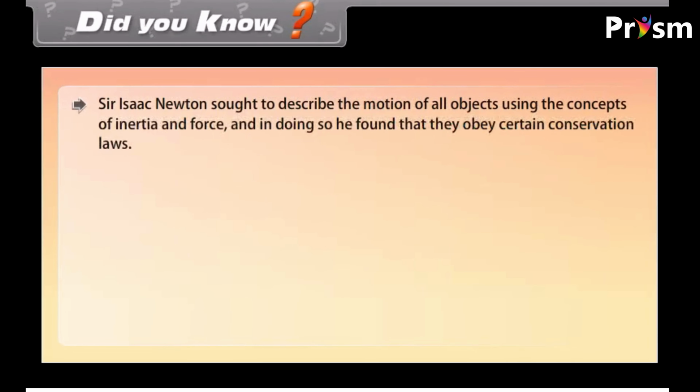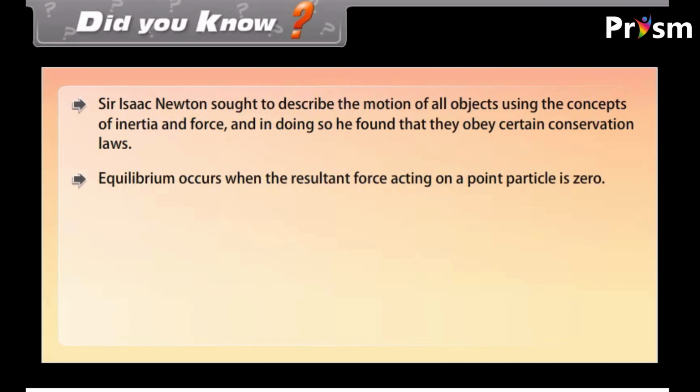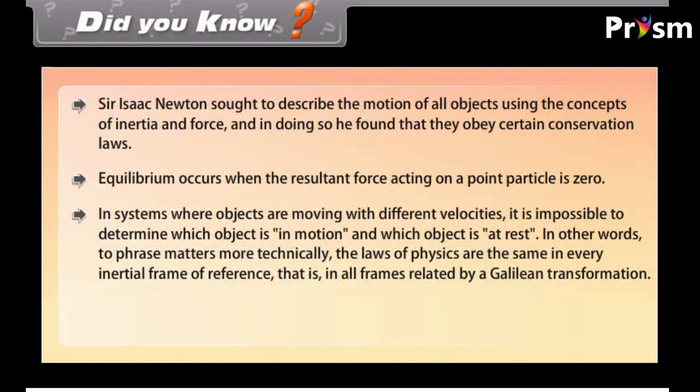Did you know Sir Isaac Newton sought to describe the motion of all objects using the concepts of inertia and force, and in doing so he found that they obey certain conservation laws. Equilibrium occurs when the resultant force acting on a point particle is zero. In systems where objects are moving with different velocities, it is impossible to determine which object is in motion and which object is at rest. In other words, to phrase matters more technically, the laws of physics are the same in every inertial frame of reference, that is, in all frames related by a Galilean transformation.